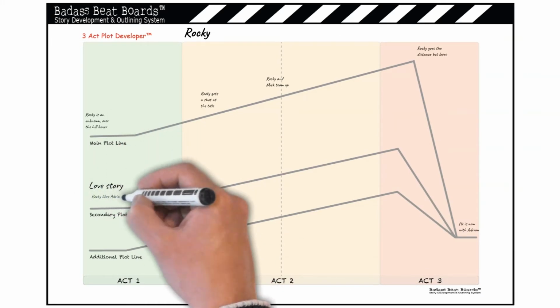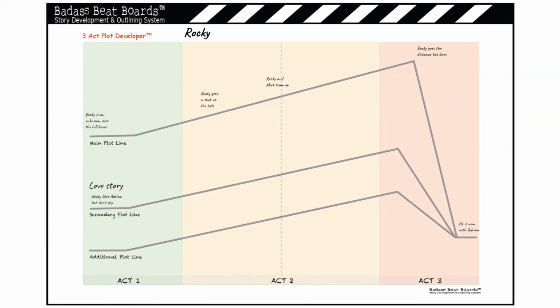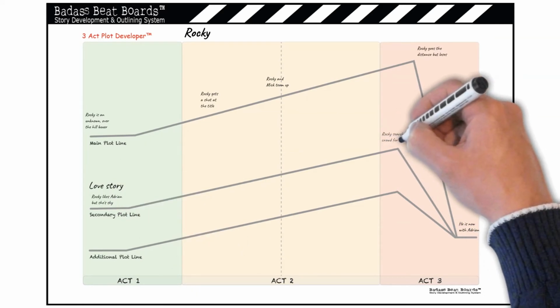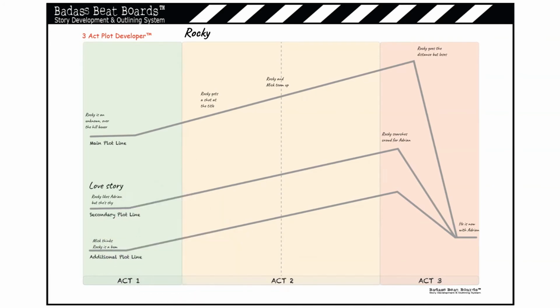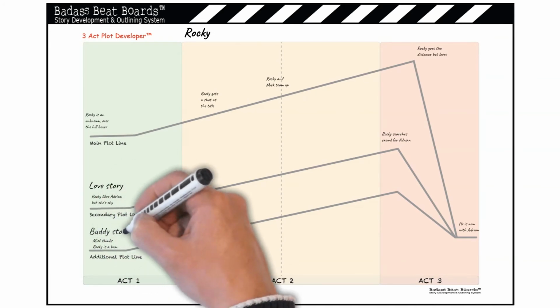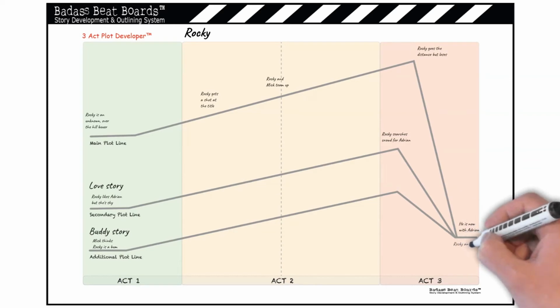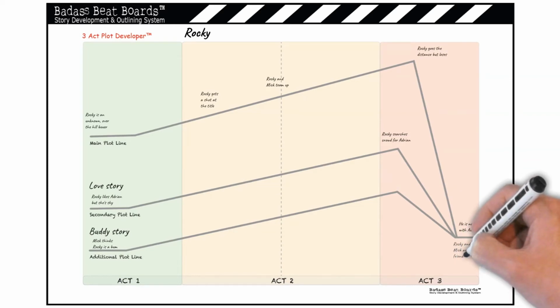We can start by adding all the beats we already know. We don't need to add them in order. It's often easier to fill in the blanks between the beats we know. We can work on our main storyline, our secondary storyline, or any additional storylines at the same time, or we can work on each one separately.